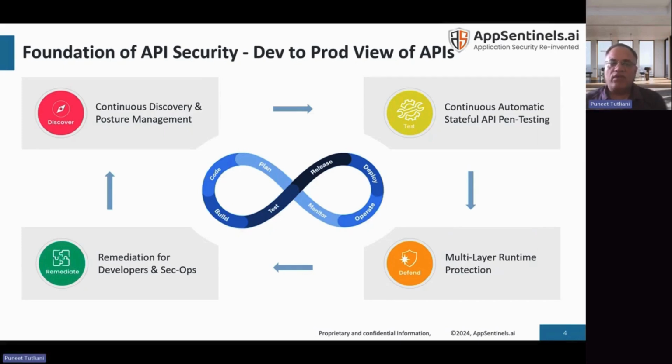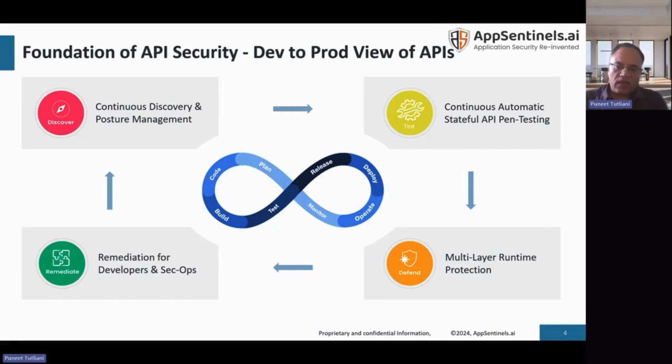And moving on, when the code moves to production, APIs are exposed to a variety of attacks. So a multi-layer defense in depth strategy for API protection at runtime is needed. And last but not the least, API security has a very strong shift left aspect as well as a very strong protection aspect. So the remediation of API issues is unique in that sense, because it should target the developers. It should also target the security operations team.